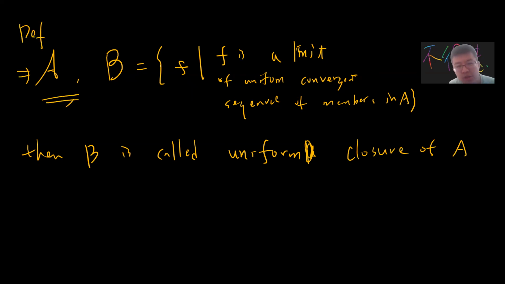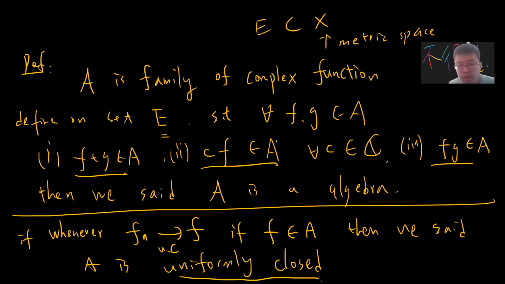So basically, given A, you can collect all the limits of uniformly convergent sequences in A and define the uniform closure. This is the same as, I mean, you can take all the convergent sequences in the rational numbers, and then you define the real numbers, right? So if f is a limit of a uniformly convergent sequence in A, then it is in what is called the uniform closure. Okay, so basically we have uniformly closed and uniform closure.